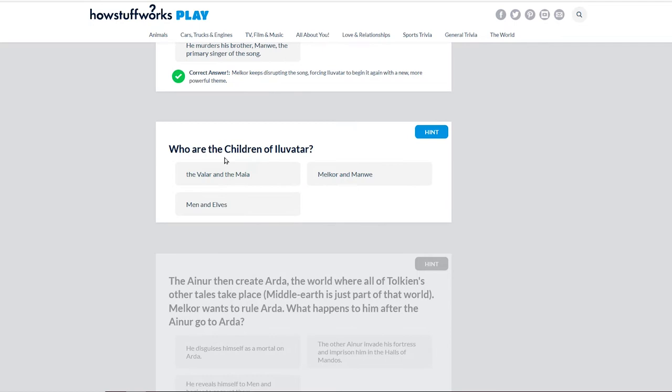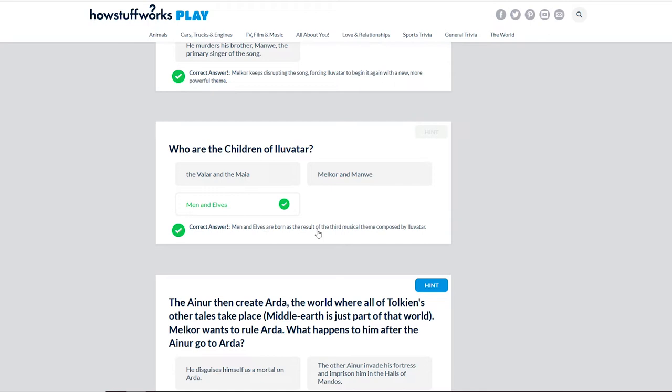Who are the children of Ilúvatar? The Valar and the Maia, Melkor and Manwë, men and elves. These are the first to be created, and these are between these first groups. But I think it refers to men and elves. Yes, men and elves are born as the result of the third musical theme composed by Ilúvatar.